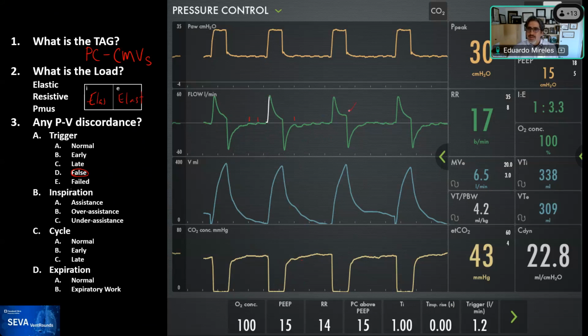You see this sucker over here? How much it rises compared to the other one? And this one falls very nicely. So that should raise some concern. But then Rob pointed out, look at the expiratory phase here. You see that?